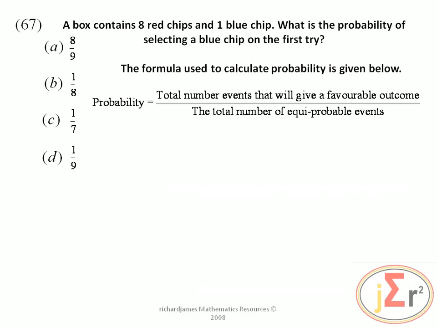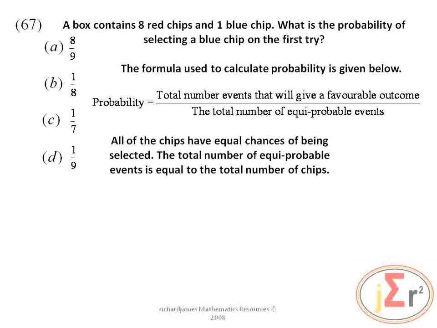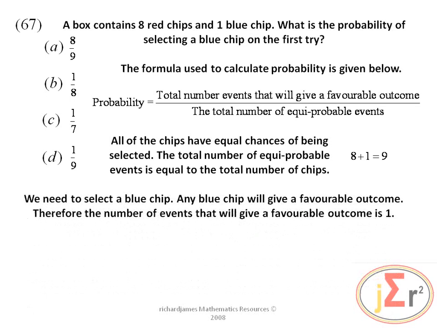Alright. So all of the chips have equal chances of being selected. The total number of equiprobable events is equal to the total number of chips. How many chips do we have? 8 plus 1, which is equal to 9. We need to select a blue chip. Any blue chip will give a favorable outcome. Therefore, the number of events that will give a favorable outcome is 1.